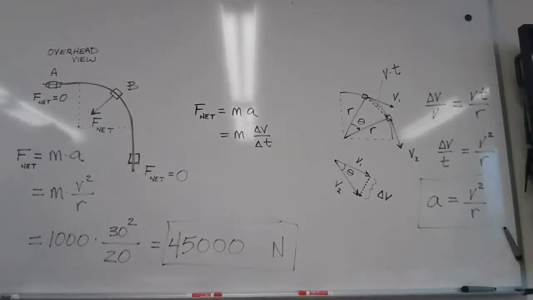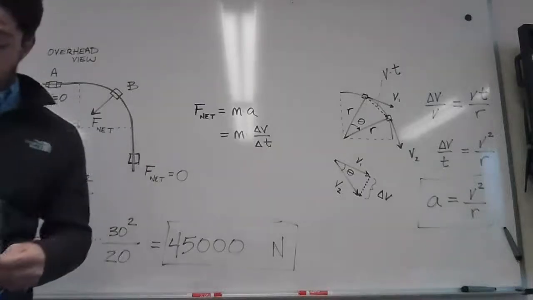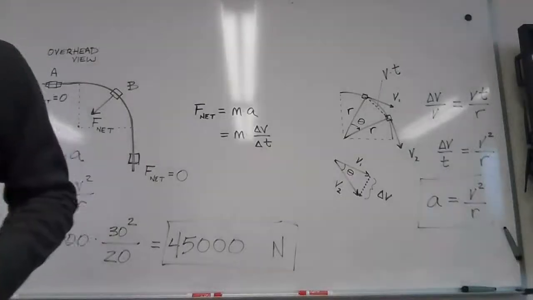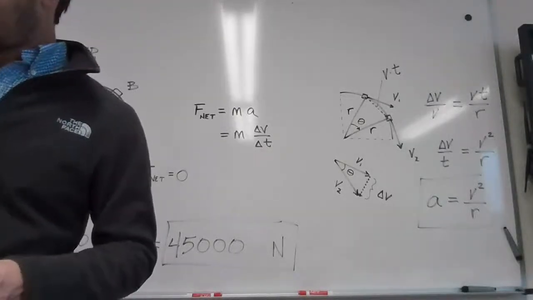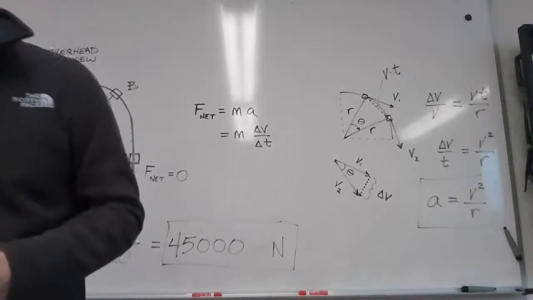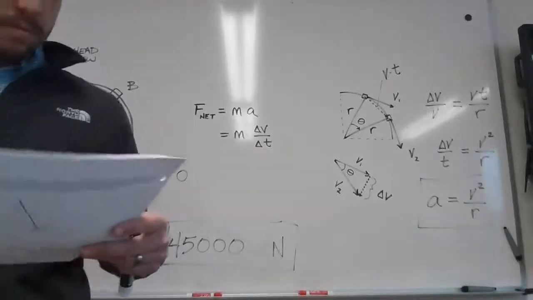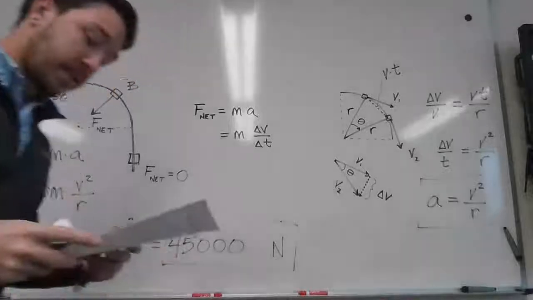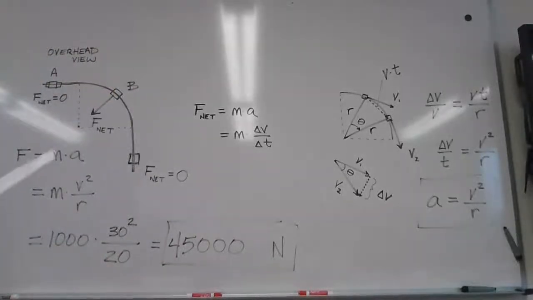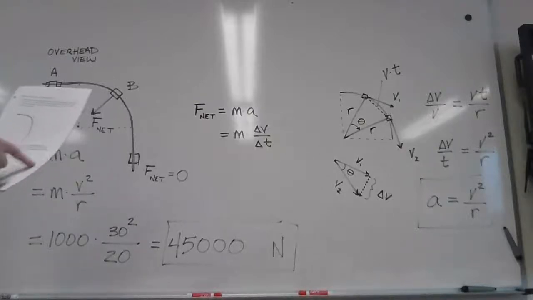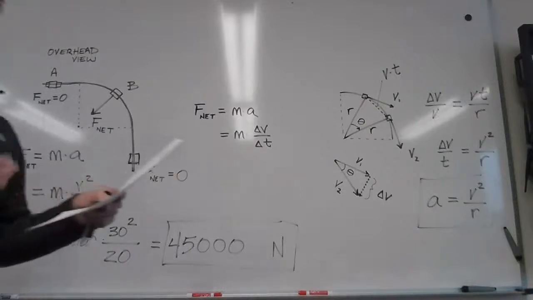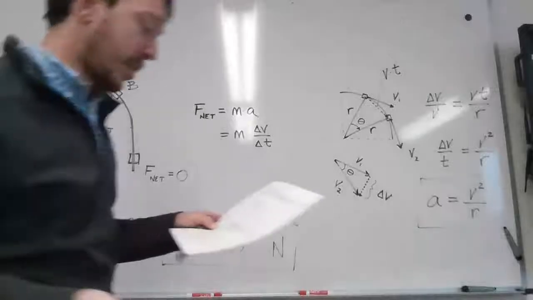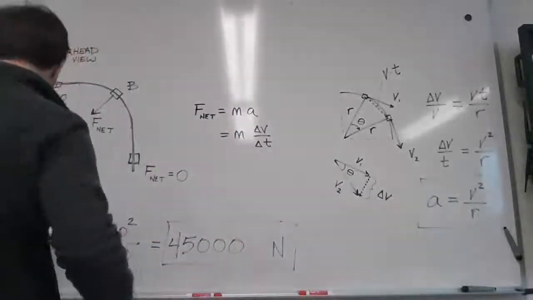Okay, let's look at number 2. Number 2 is really similar. It's an overhead view, just this time a ball is attached to a string and it's traveling clockwise in a circular path along a frictionless floor at 3 meters per second. So again, this overhead view.